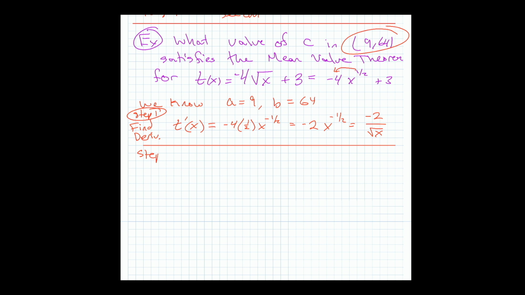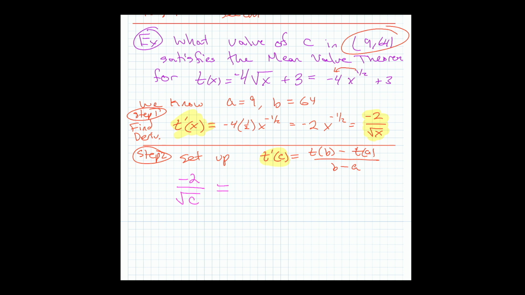Step 2, you're going to set up t prime of c equals t of b minus t of a over b minus a. So you have to put in your b and your a. So we need t prime of c. t prime of x is negative 2 over square root x, so t prime of c is negative 2 over square root c. And you can just leave that as x if you want.